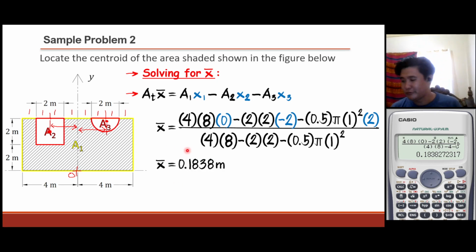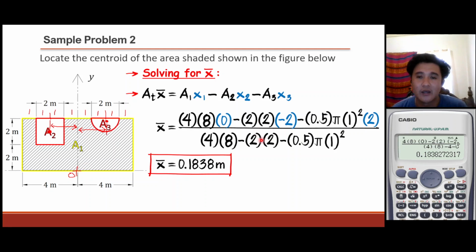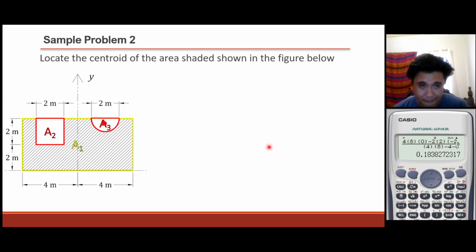This will now be the x distance of our centroid from the reference point O. So, 0.1838, and the units are in meters. Okay? So, that is our x distance. Let us now solve for the y distance.